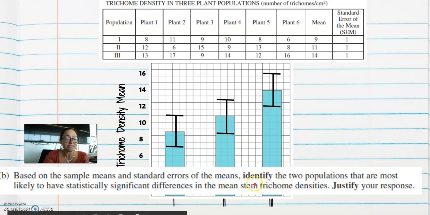But here it says, identify the two populations that are most likely to have a statistically significant difference in the mean. That's going to be population 1 and population 3, because their standard error bars do not overlap. Therefore, there is a significant difference between those two populations. Whereas for population 1 and 2, no significant difference. Between 2 and 3, no significant difference.